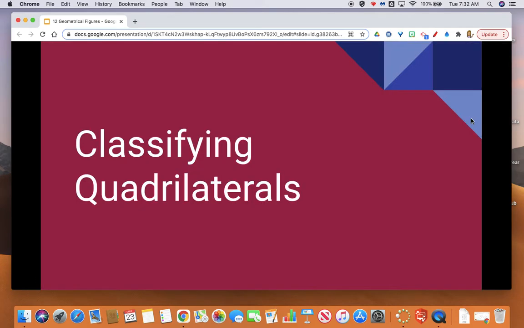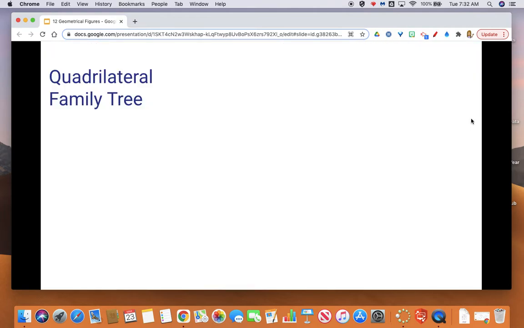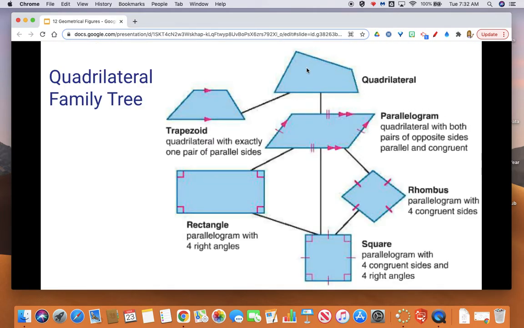Let's move on to classifying our quadrilaterals. So we kind of have a family tree that we're going to go through here. At the top of our family tree is a quadrilateral, meaning we have a figure with four sides and four angles. That's kind of those main things that a figure needs to be considered a quadrilateral. Off to the left of our family tree is a trapezoid. A trapezoid has one pair of parallel sides. These two sides marked with the triangles will move on and on forever and will not touch because they are going parallel to one another.